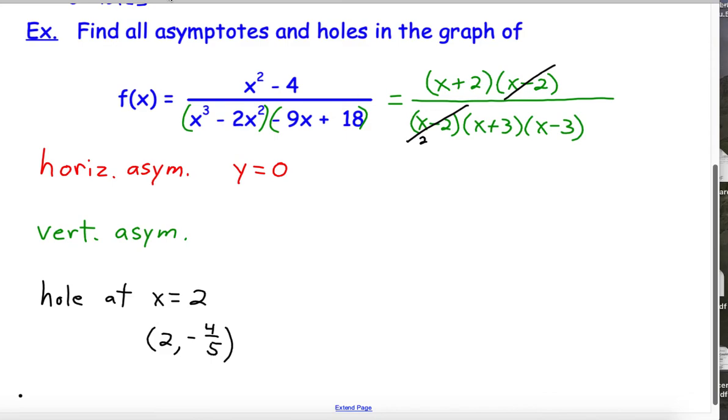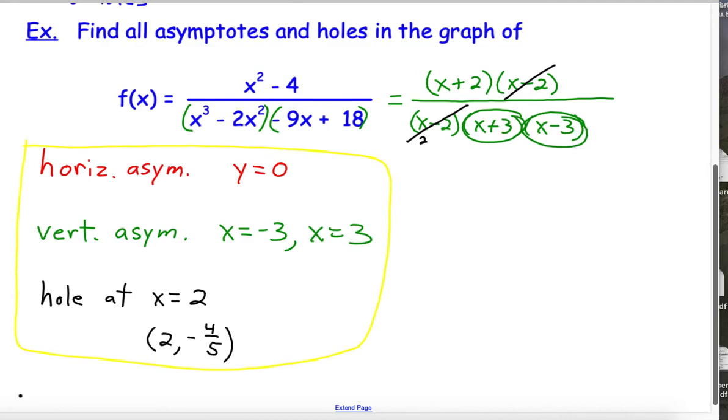Alright, so let's go back here, vertical asymptotes. So in the denominator I have an x plus 3, so if x is equal to negative 3, there's a vertical asymptote. And then for the other factor, if x is equal to positive 3, that would make that 0, and so there's another vertical asymptote. So there's all the information about that rational function.